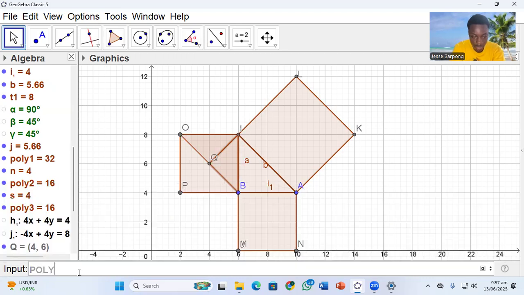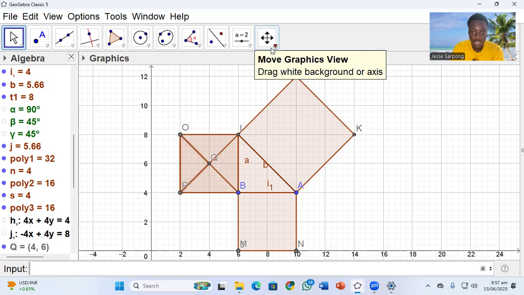I'll do another one again. Polygon, list of points, Q, comma, B, comma, P. Then I'll do my last one. List of points, Q, comma, P, comma, O. This is the last one I have.